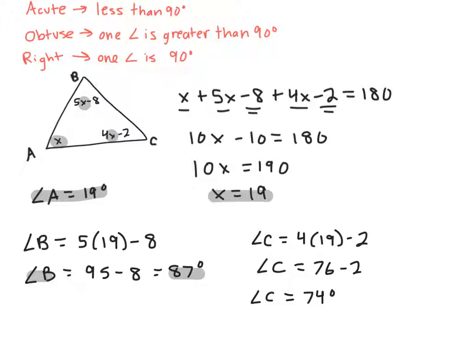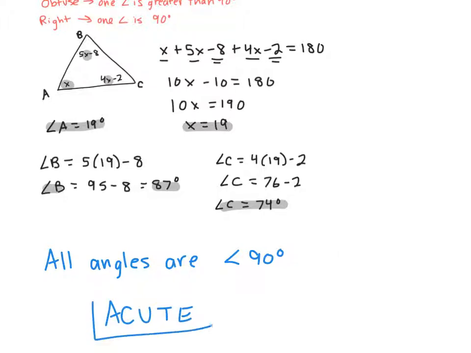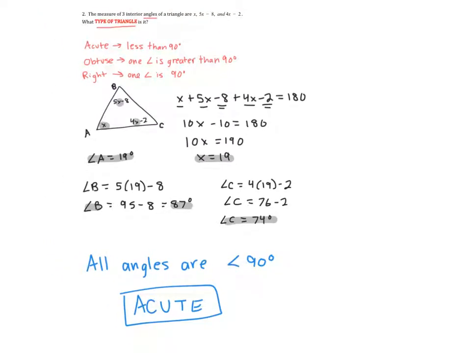So if you look at all three angles, all three of our angles are less than 90 degrees, which means that this is an acute triangle. So this problem does have quite a bit to it. You have to first solve for x, and then you have to substitute your x values to actually figure out what your angles are, and then you can decide what type of triangle it is.